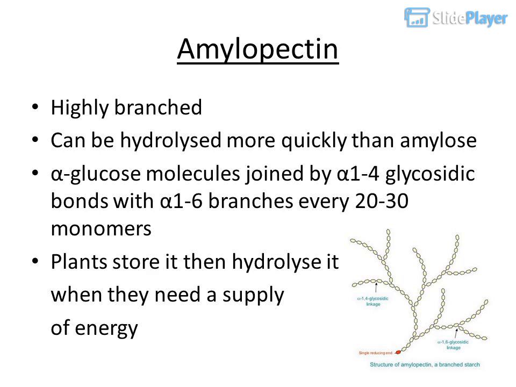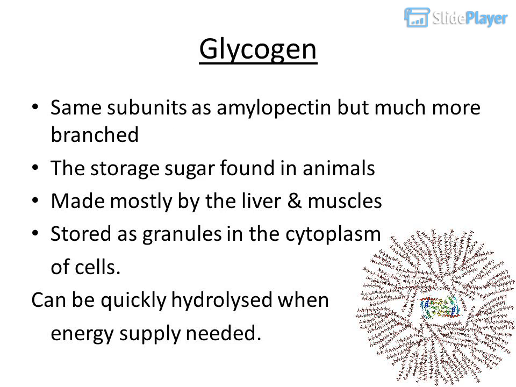Plants store it then hydrolyze it when they need a supply of energy. Glycogen has the same subunits as amylopectin but is much more branched. It is the storage sugar found in animals.